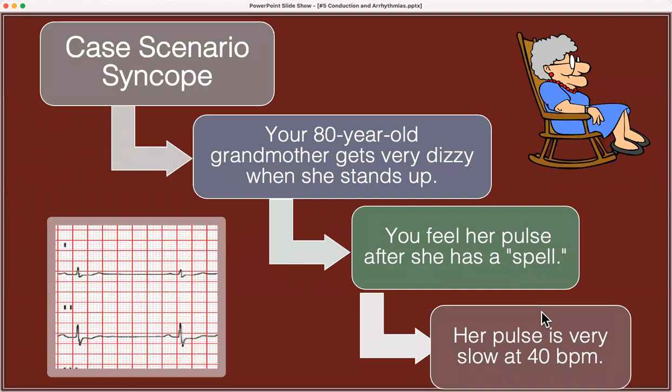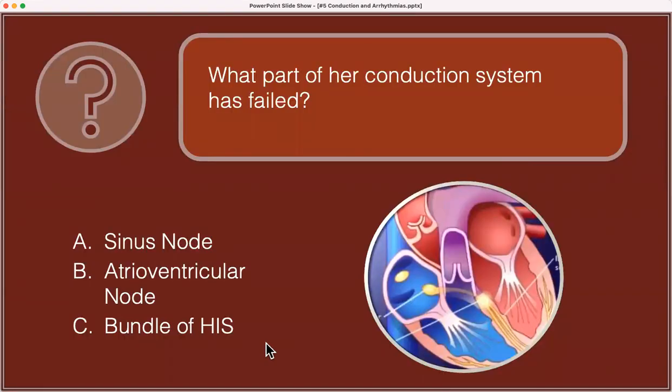So let's do a case scenario. Your 80-year-old grandmother gets very dizzy when she stands up. You feel her pulse after she has a spell. Her pulse is very slow at 40 beats per minute. And this is her EKG. This is lead 1 and this is lead 2. What part of her conduction system has failed? Was that her sinus node, her atrioventricular node, or her bundle of His?